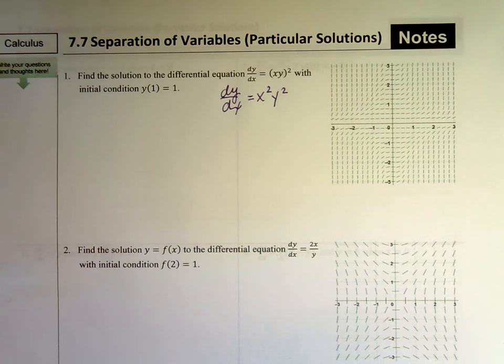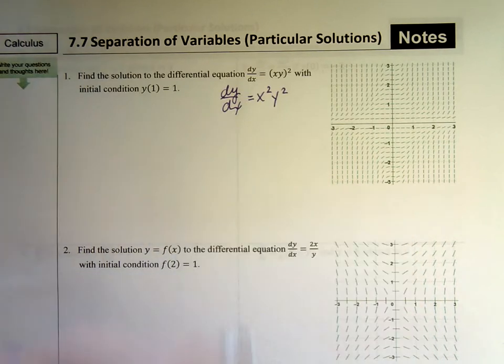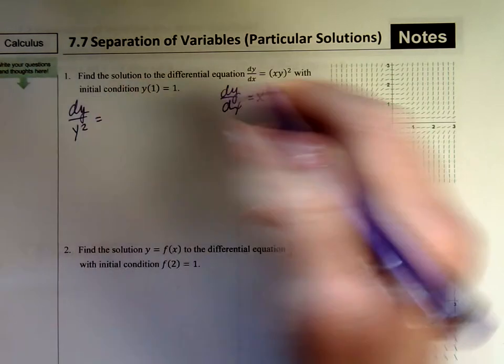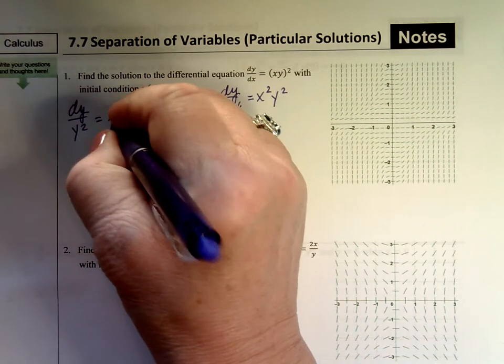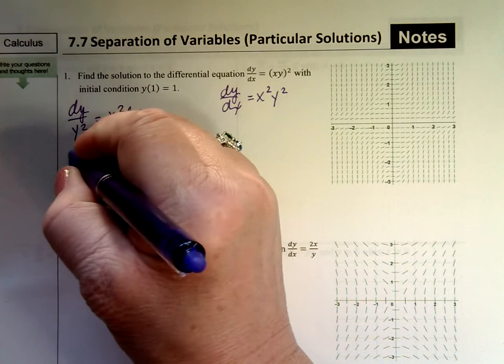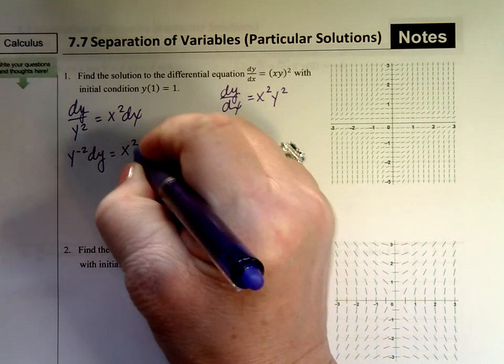So remember, if I'm trying to move this y, it's being multiplied, so I'm going to have to divide. So here's what it's going to look like. It's going to be dy over y squared. And if I have this x squared staying where it is and move the dx over, it'll be x squared dx. Set it up to integrate. All right, so this would be y to the negative 2 dy equals x squared dx.